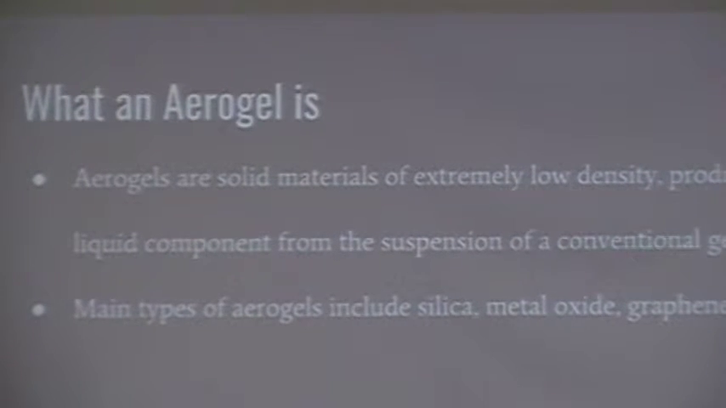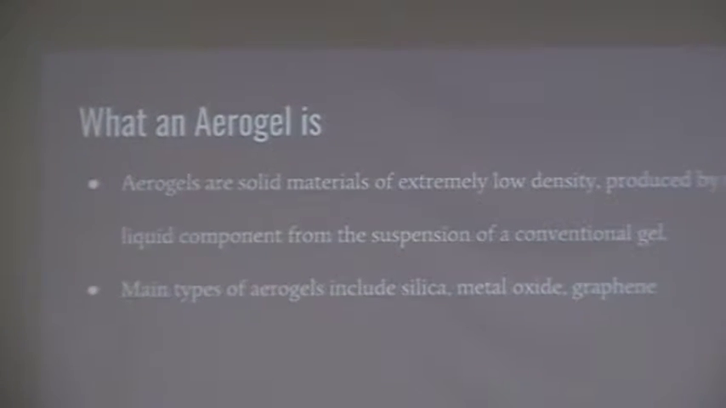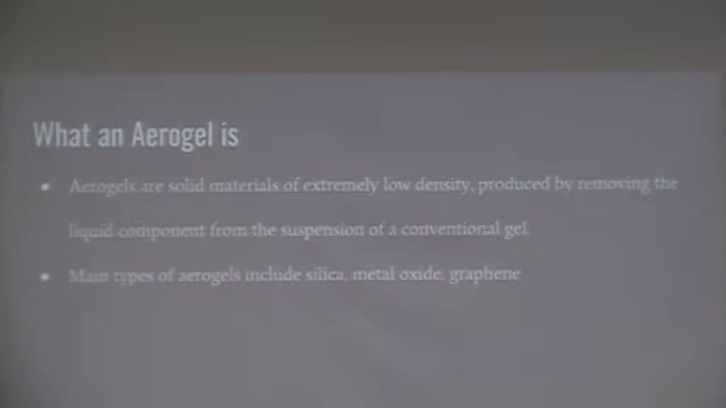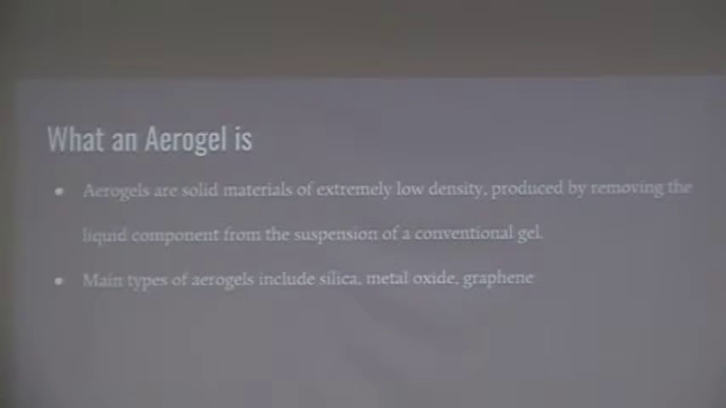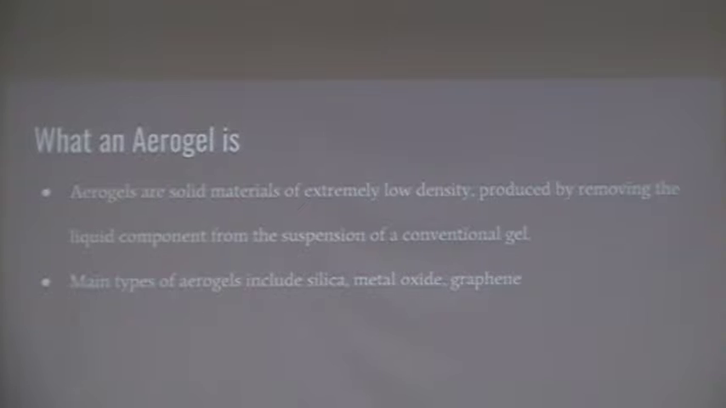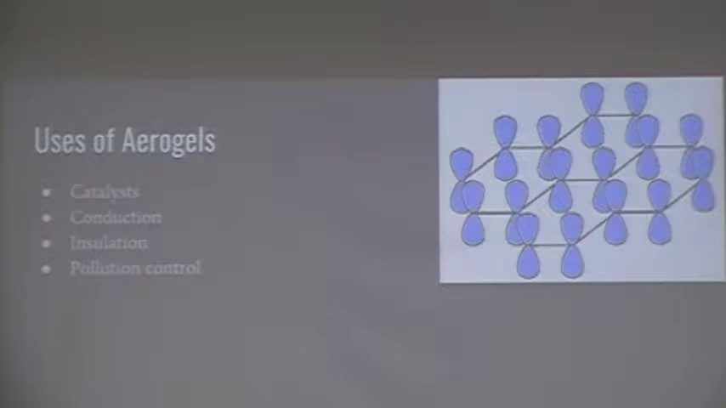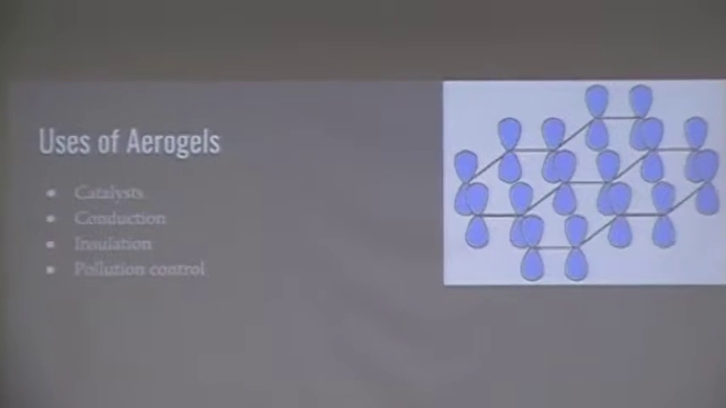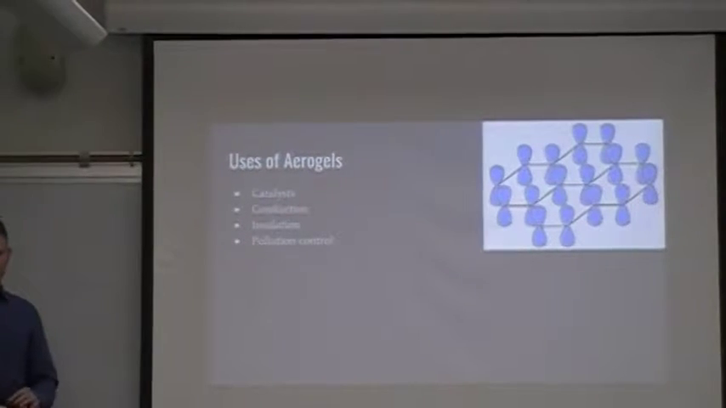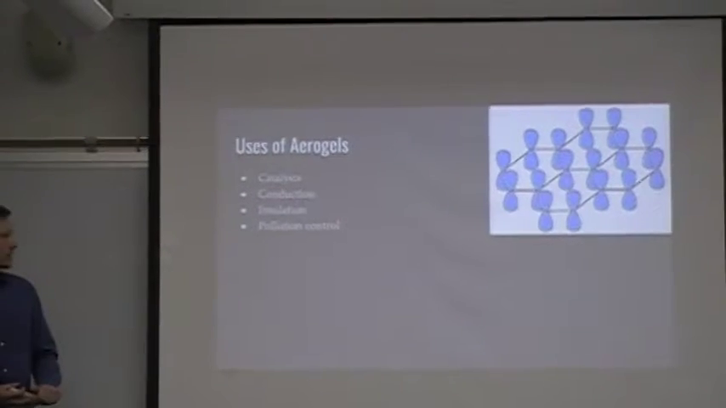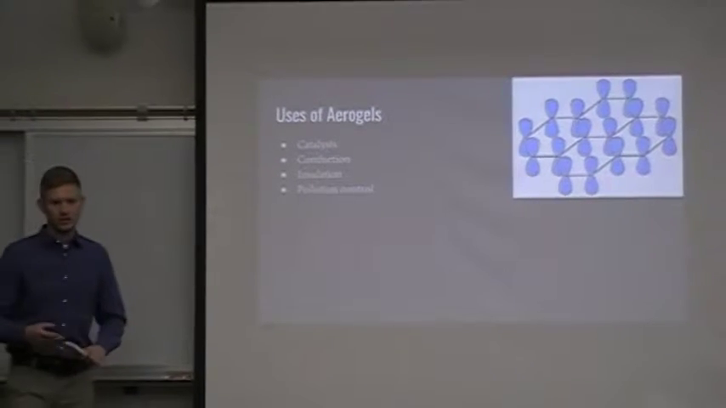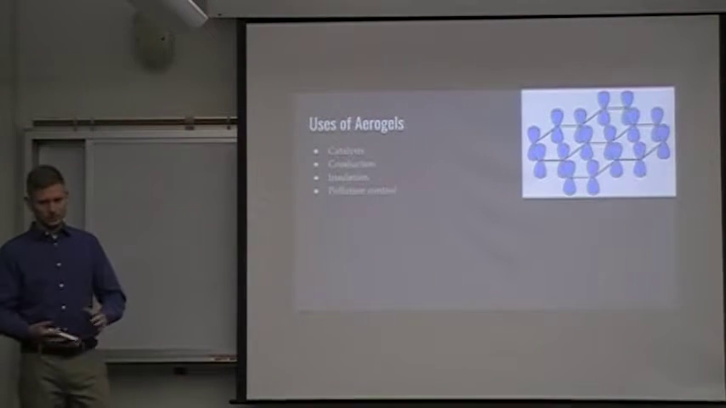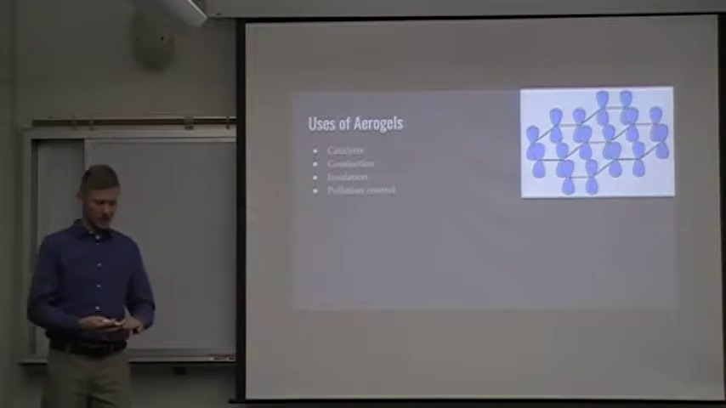An aerogel is a solid material with extremely low density produced by removing the liquid component of a suspension of a gel. Various types of aerogels include metal oxide, silicon, and what I will be concentrating on today is graphene. So uses of aerogels include catalysts, which, being that the aerogel is carbon, it can act as a catalyst because it has such a surface area and can react with many parts of the mixture that it's in.